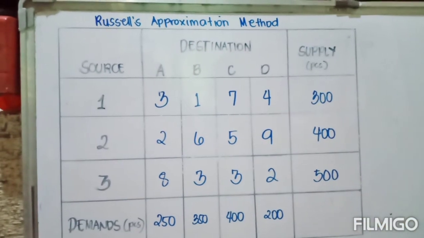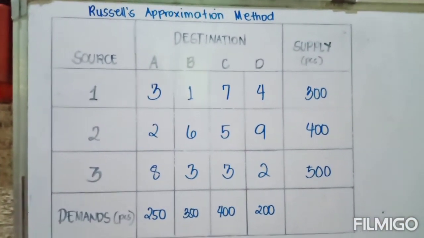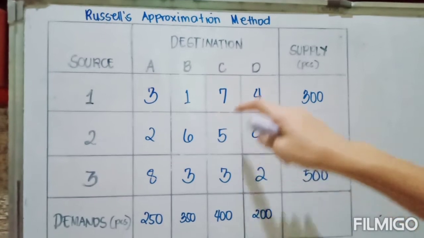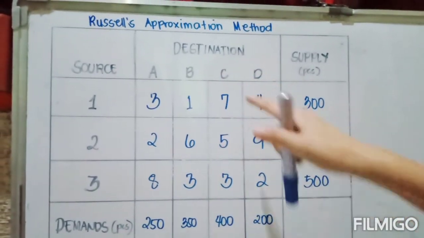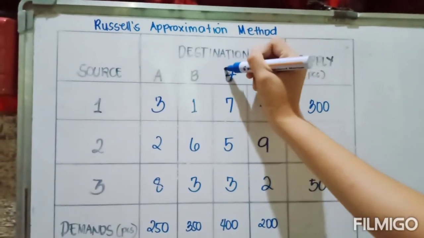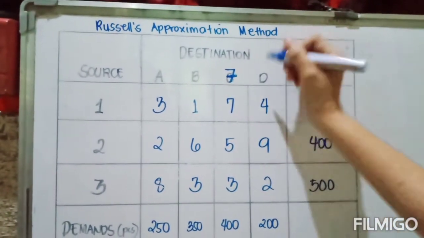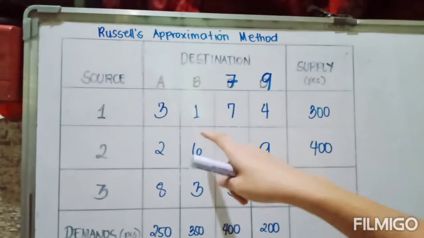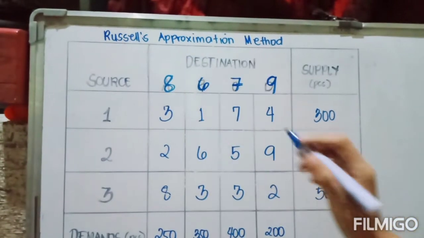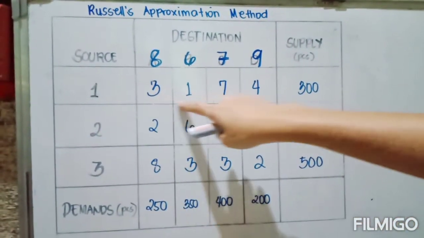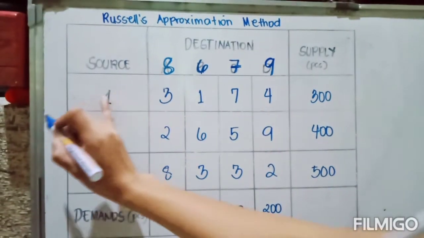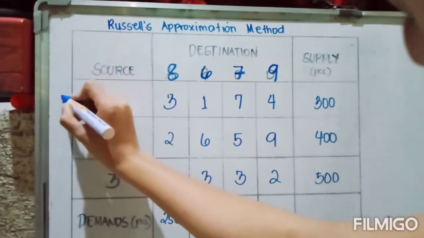And then step two is to find the highest cost value for each row and column. So for example, we'll be having this as the highest number of this column. So we'll put number 7 right here, and in this is 9, and right here is 6 and 8. So next we'll be having 4 and 7.